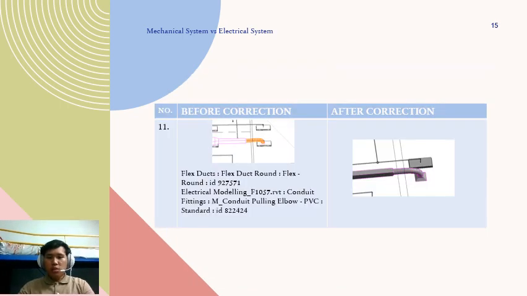So this is the last problem for the mechanical system versus electrical system. The problem shown is between the flat start round and conduit. So I just change the middle elevation from 3400 to 3600 to solve the problem.